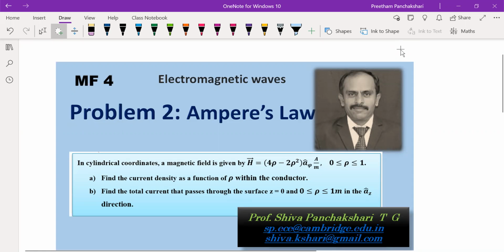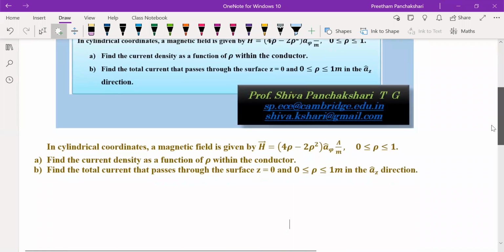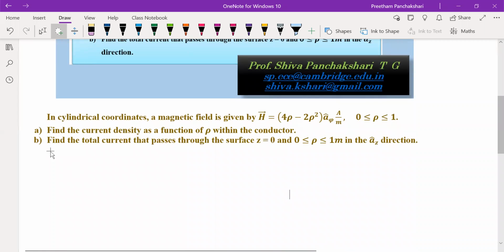In this video, I'm going to solve another problem on Ampere's law. The problem is copied here. Let us go through it. In cylindrical coordinate system, the variables are rho, phi, z. H is given. H has only phi component.